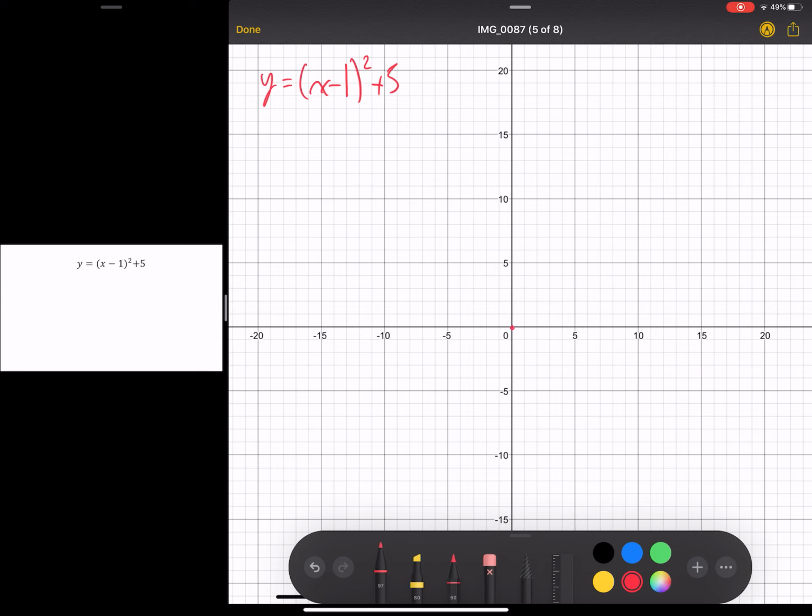So first of all, we always start our base case at our origin. The plus 5 makes it go up 1, 2, 3, 4, 5. And this minus 1 takes it in the positive direction. It opens upwards, and our step pattern is 1, 3, 5. And let's just draw that symmetrically.